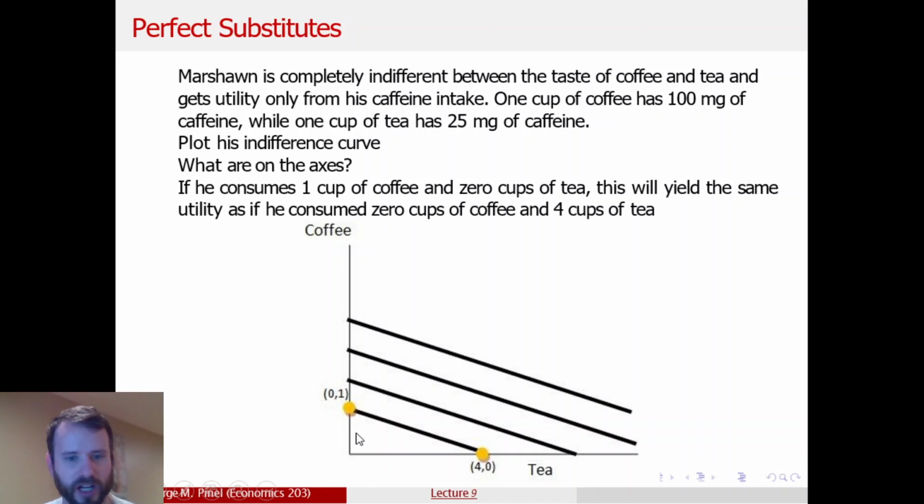It's not going to be shaped like this, because at the points in between, that's actually a lower amount of caffeine. The point is he doesn't care about the mix. He doesn't prefer a mix of coffee and tea because he doesn't care where the source of his caffeine comes from. He only cares about the overall amount of caffeine.